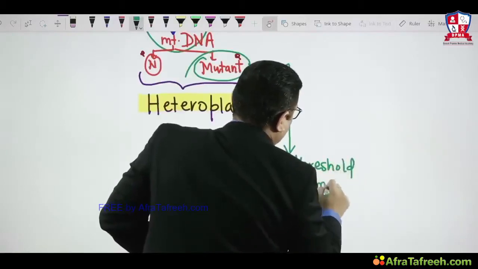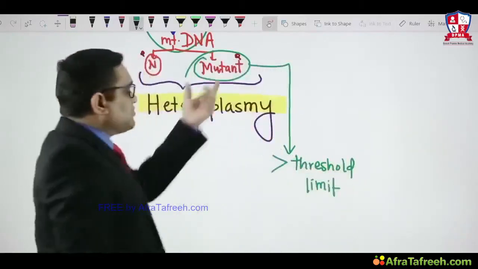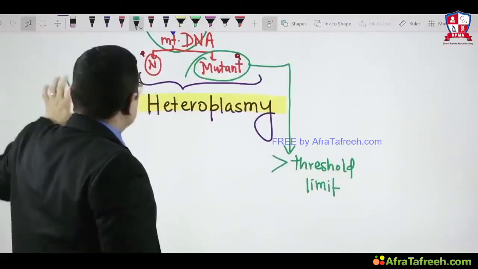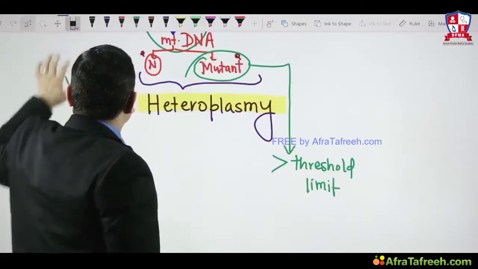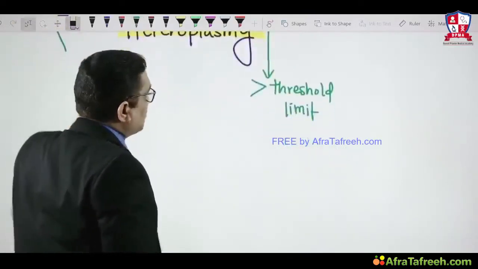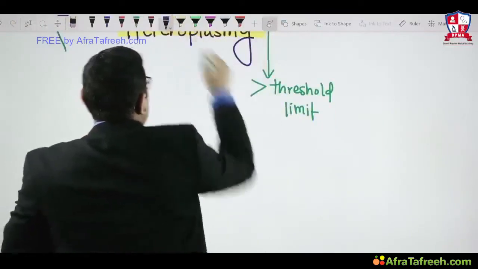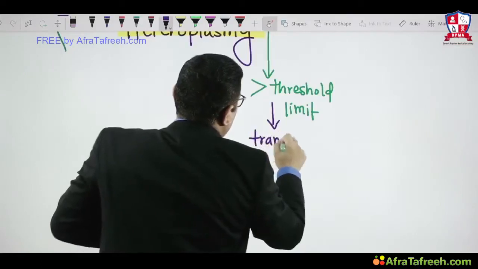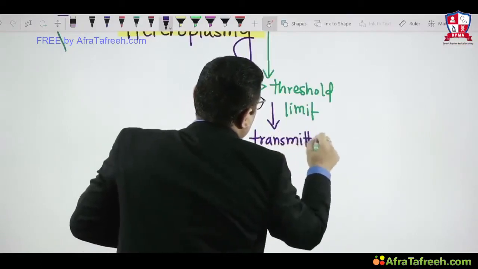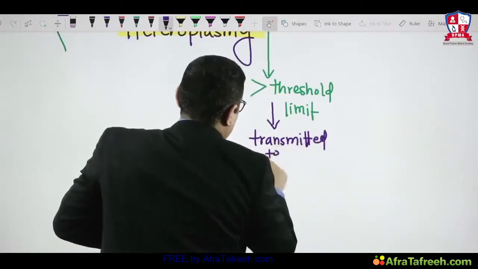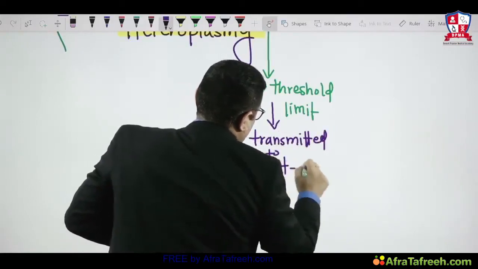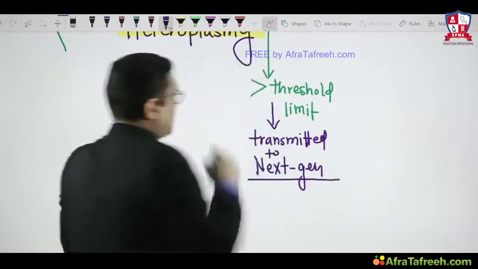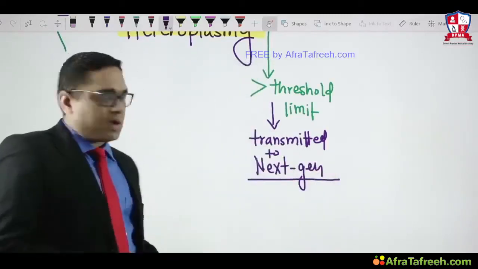So as I said, there is always a threshold limit. Whenever this mutant mitochondrial level is above the threshold limit, it will be transmitted to the next generation, and then it will be reflected as a mitochondrial inheritance disorder. So that is very important.